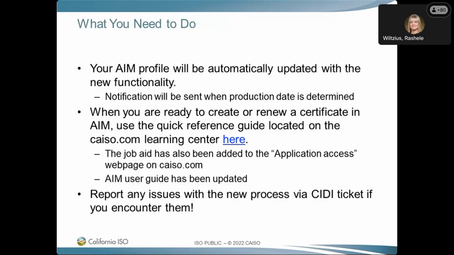When you're ready to create a new user, create a new certificate or renew a certificate in AIM, once this new process is in production, I recommend that you use the quick reference guide that we put together. It walks you through all the steps. You are welcome to go back through the presentation and listen to the video, but the reference guide goes through the same thing. It'll probably be a little faster for you. The job aid is located on our Learning Center, but I've also added it to the AIM application access page. So if you go to that page, you can find it there as well. And as I mentioned previously, we have also updated the user guide with all new screenshots for you that show you this new process.